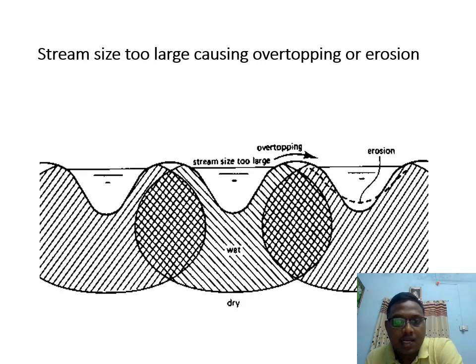See, another pattern is here. If the stream size is too large, what happens? This is the root zone area, and here we can see the wetting pattern of the adjacent furrows gets overlapped. Due to this overlap, over-irrigation happens, meaning excess irrigation. So it is a wastage of water.